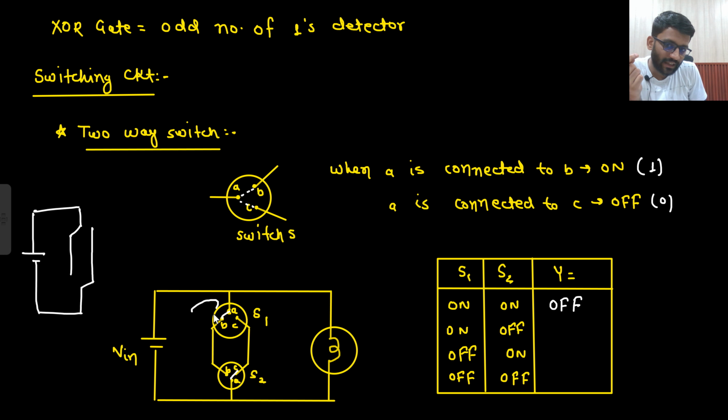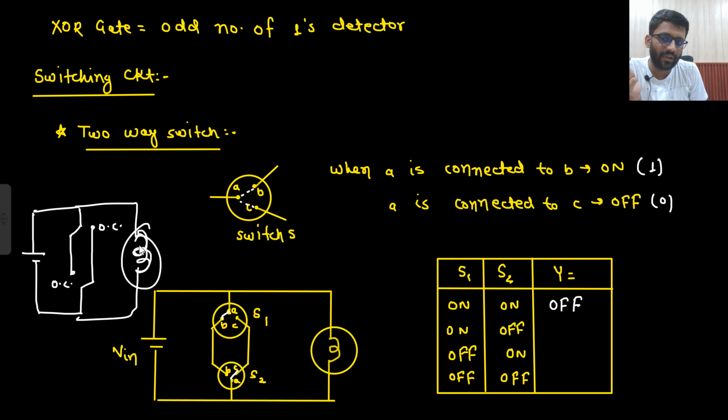So the current comes here, it cannot flow here, because there is this open circuit path. Here also there is an open circuit, so no current will flow here as well. So the current will go into the bulb directly. So the bulb will turn on.